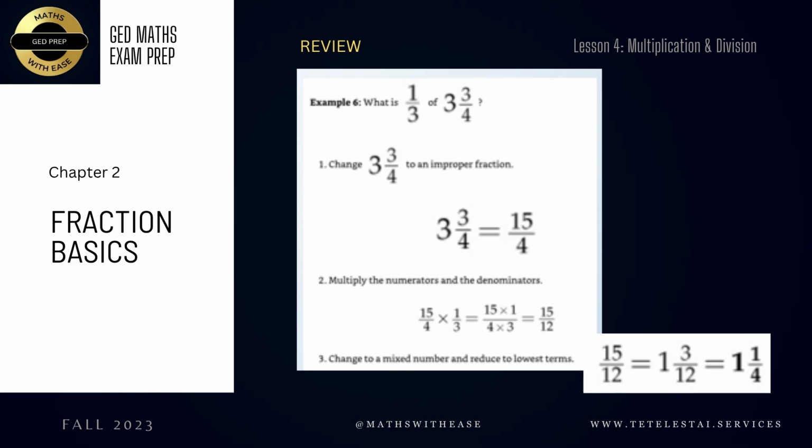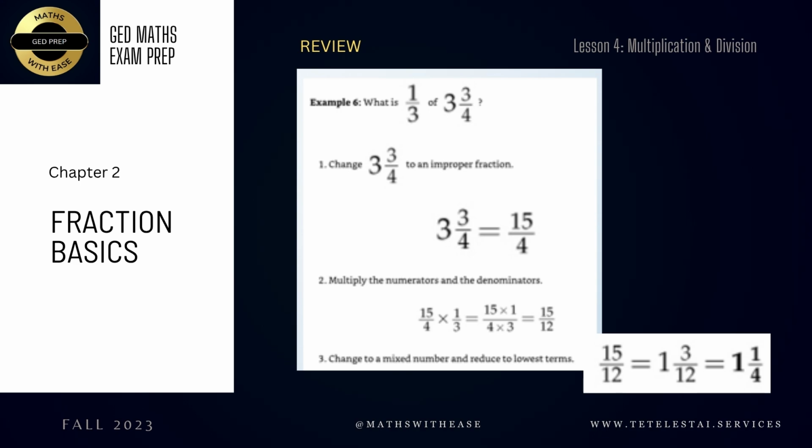So here we're being asked to find 1/3 of 3 3/4. So all you would need to do is change 3 3/4 to an improper fraction, and then you'd multiply across. So 3 times 4 is 12, plus 3 is 15. So that's your improper fraction right there, 15/4. And then you simply just multiply the numerators and the denominators. So 15 times 1 is 15, 4 times 3 is 12.